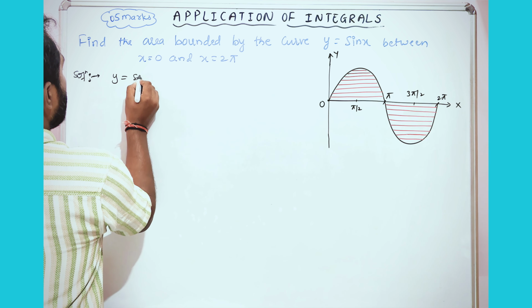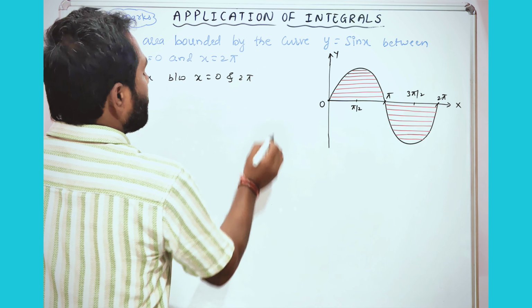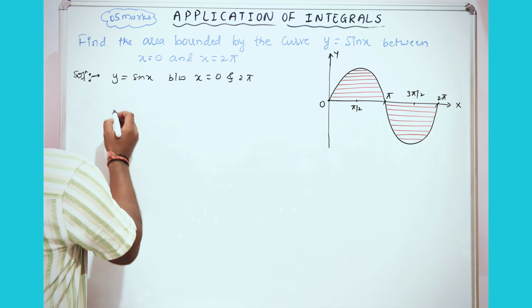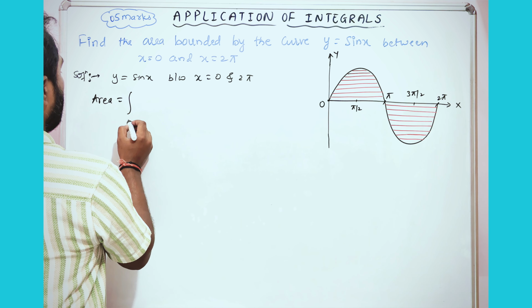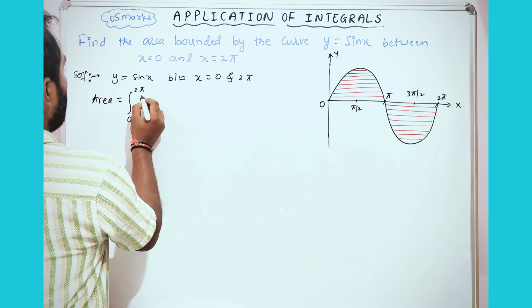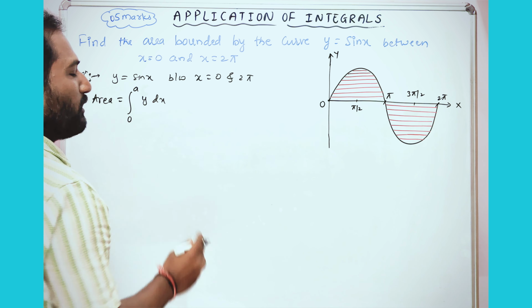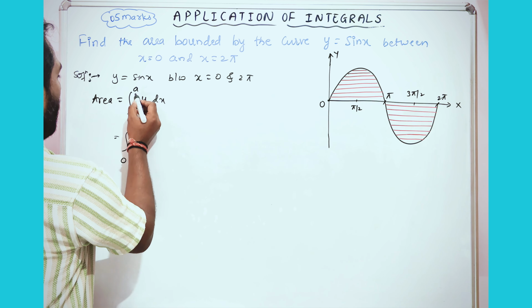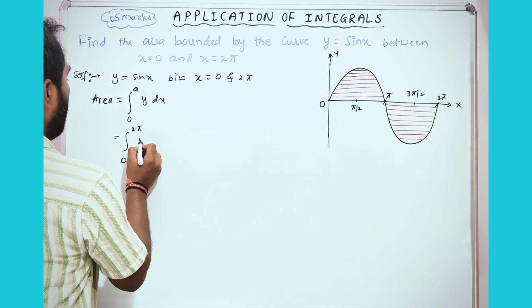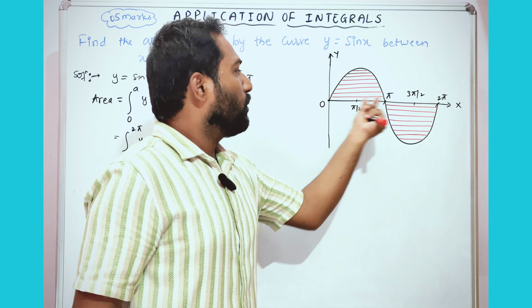So y is sin x between the curve x equals 0 and 2 pi. This is given. Now area is equal to the integration from 0 to 2 pi. In general it is 0 to a, y dx also, as in the previous classes. So 0 to a is here 2 pi, y dx. The total value here to here, 0 to 2 pi.